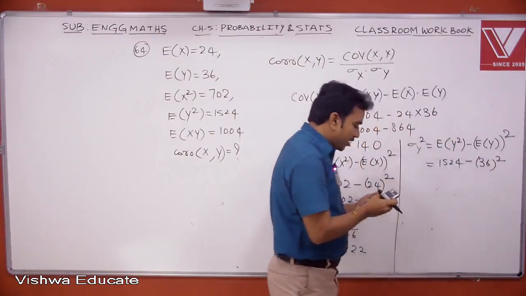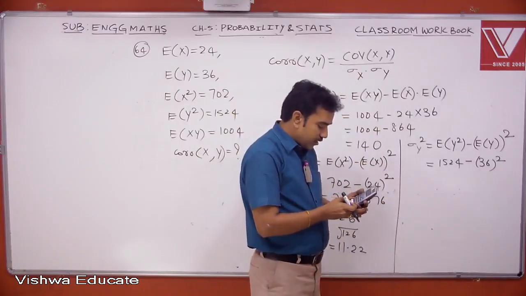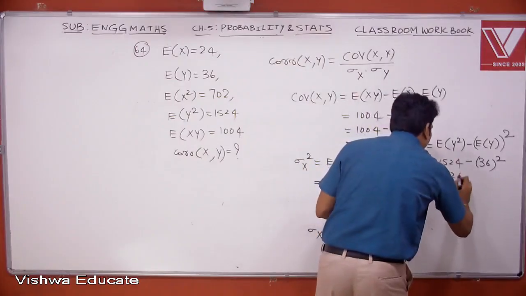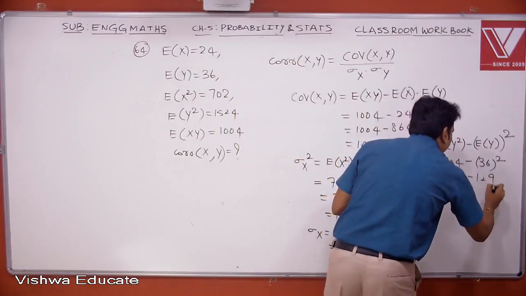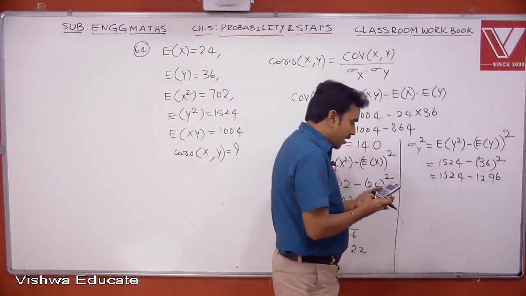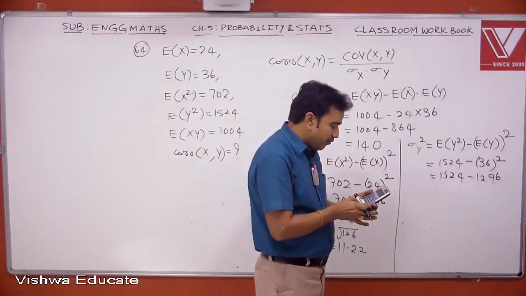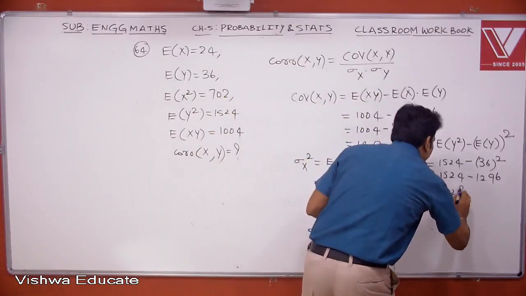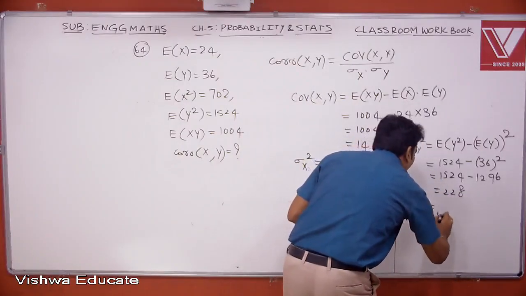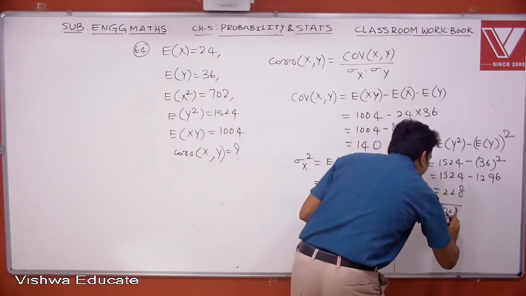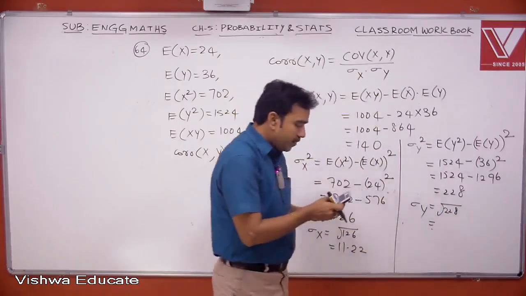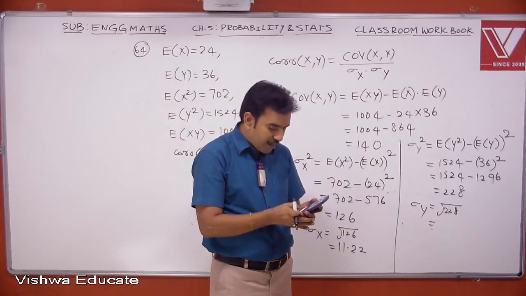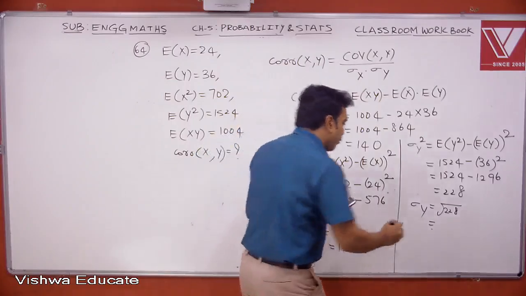So, let us see what 36 into 36 is. This is 1296. So, 1524 minus 1296. Of course, I will take the positive sign. So, this is 228. Therefore, sigma y is equal to the square root of 228. This gives me the square root of 228, which is 15.09.